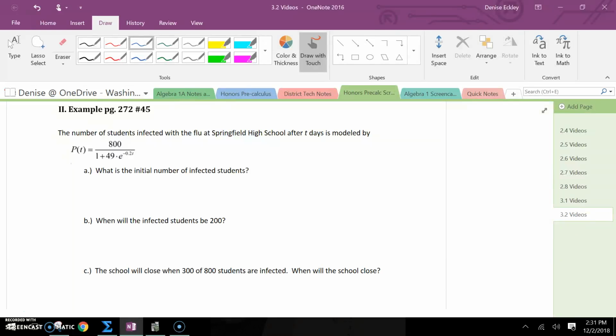initial number of students infected. And so that means how many students were infected when they started keeping count. So that's when t equals 0. So we will substitute 0 in for t and simplify the equation.